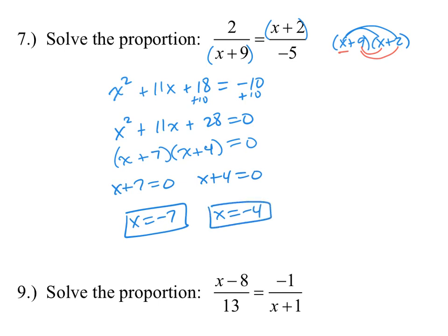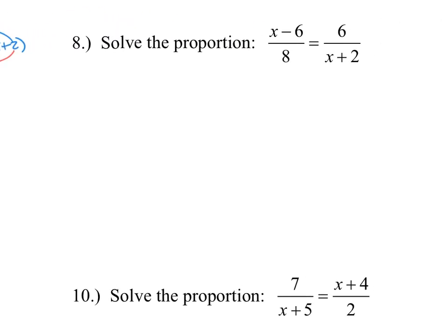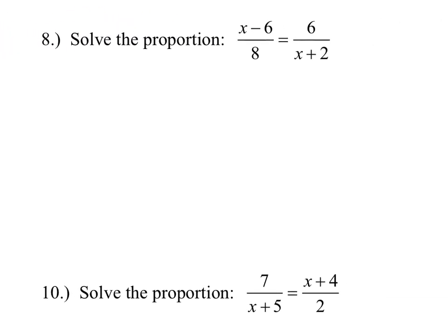Okay, let's try another proportion. We're going to solve number 8. So we're going to start by cross multiplying. So we're going to have to multiply x minus 6 times x plus 2. So you might just want to write that out over to the side. x minus 6 times x plus 2. So we're going to start by taking x times x. That gives us x squared.